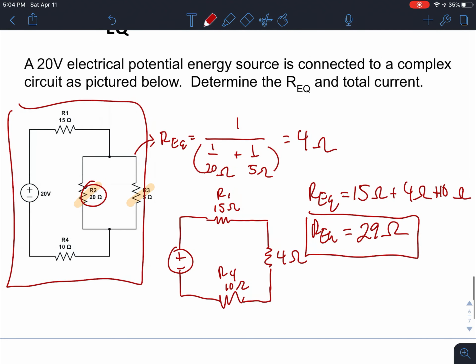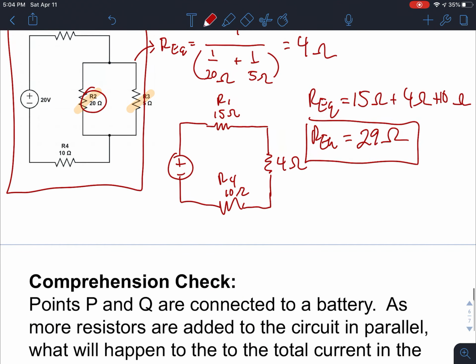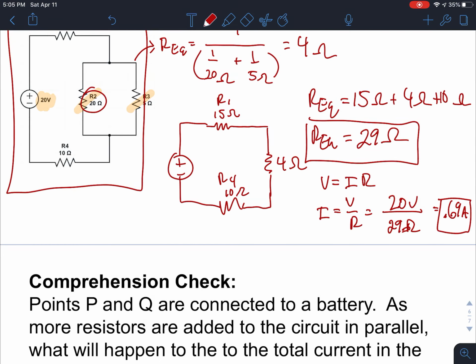And then lastly, we're asked to find the total current. So we can go V is I times R, which means I is V divided by R. We're told our voltage is 20 volts. That was given to us right here. And we know that our resistance is 29 ohms. So 20 divided by 29 is 0.689, or I'm just going to say 0.69 amps. And that would be the current of the circuit.